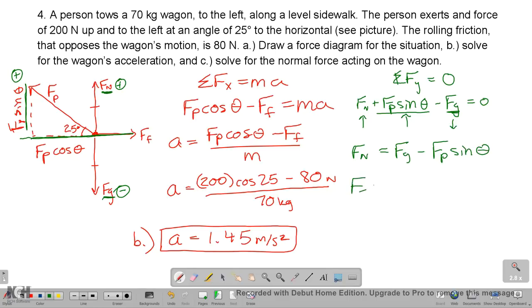Fn is equal to the weight of the wagon, which is 700 newtons, minus the pull force, which is 200 newtons, times sine of 25 degrees. And when you do this calculation, your normal force is going to come out to be 615.48 newtons.